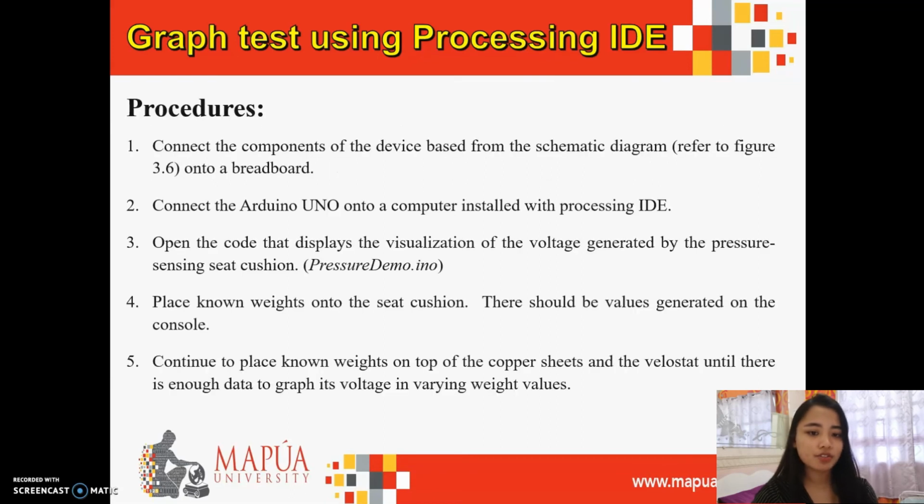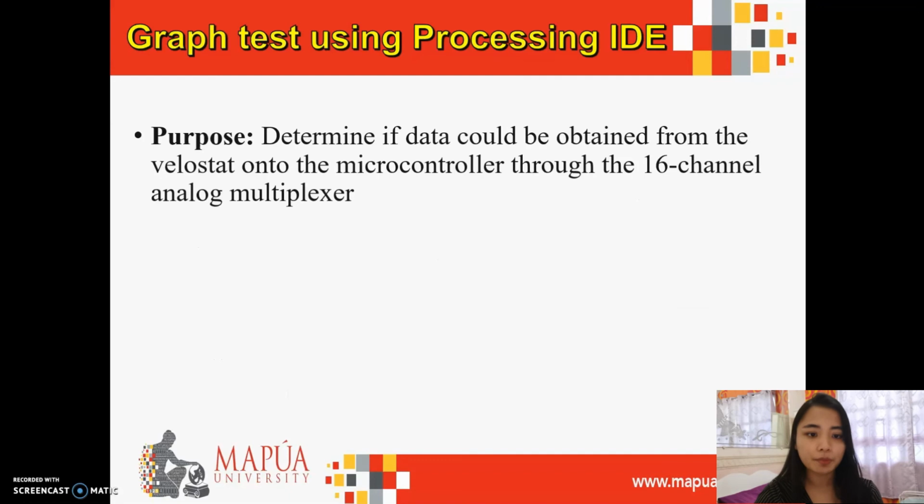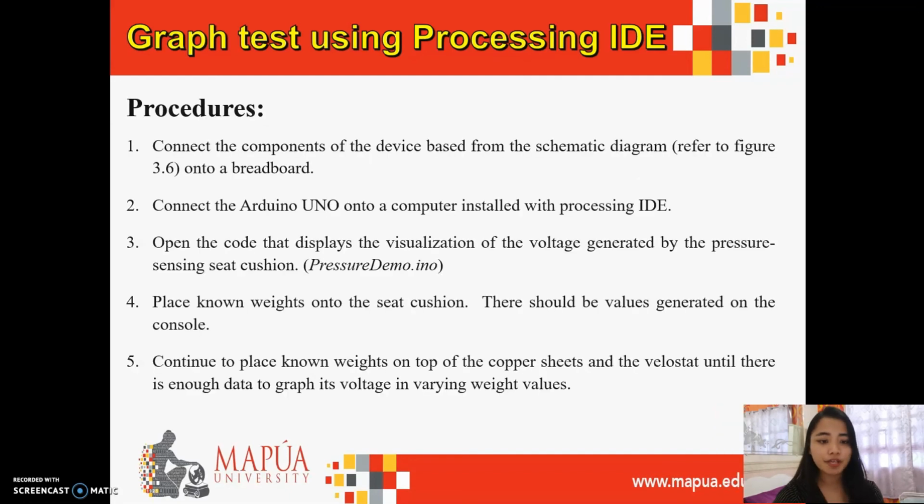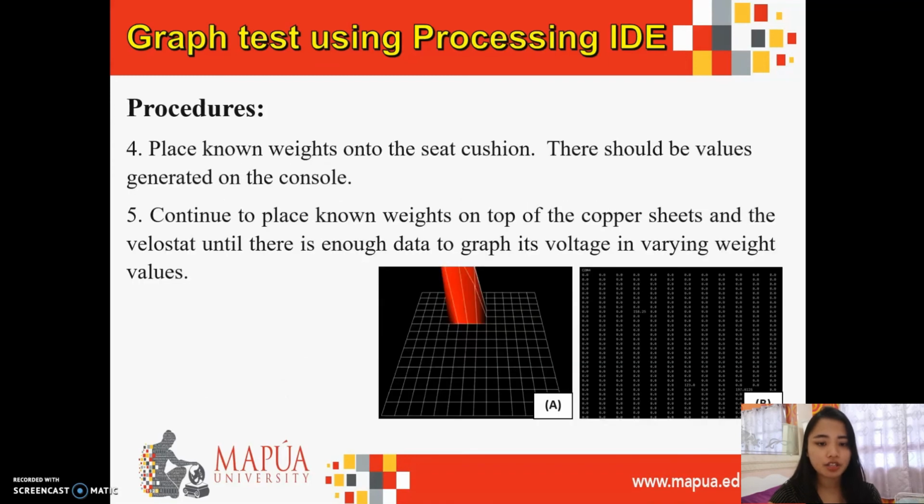We connected the device to our laptop through a serial COM cable and uploaded our code via the Processing IDE. There should be a generated pressure map that would pop up in a new window. Known weights were placed onto the cushion and the graph seen in Figure A is generated. The window displayed the pressure experienced in the seat cushion. Similarly, a value of resistance was also generated on the console, and the weight used on this test is a 2.3 pound weight disc.